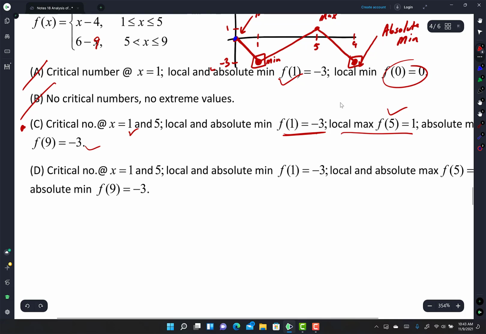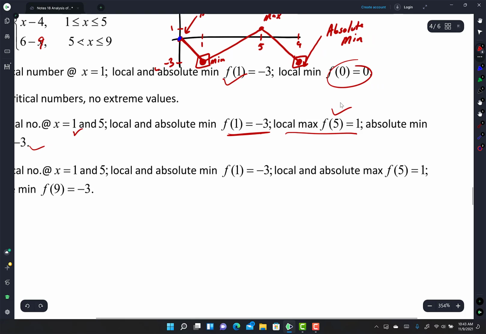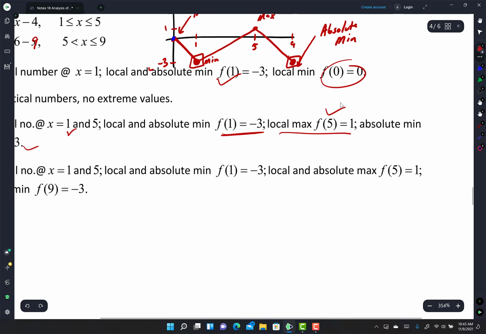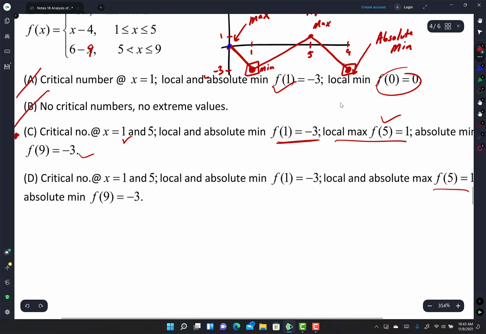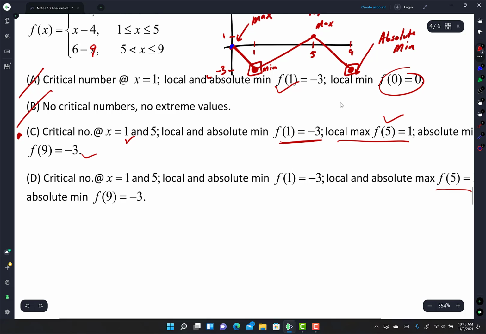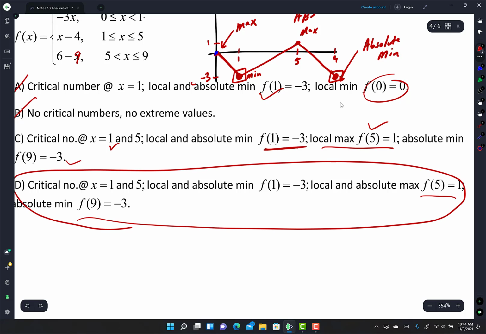Let's see what D says. Critical numbers 1 and 5. Local and absolute min, f of 1 equals negative 3. Local and absolute max, f of 5 equals 1. And absolute min, f of 9 equals negative 3. Okay, there are actually two correct ones, but the more correct one is which one? D. I hope that UH doesn't do a whole bunch of those, because I think that's kind of trickery, because every absolute max is also a local max. But D is more specific. Not only is it a local, but it's also an absolute. Does that make sense?